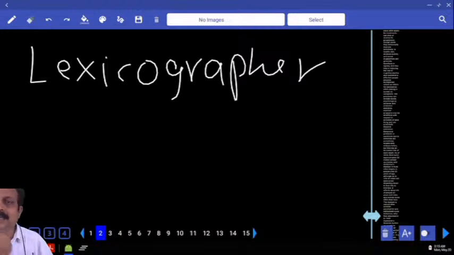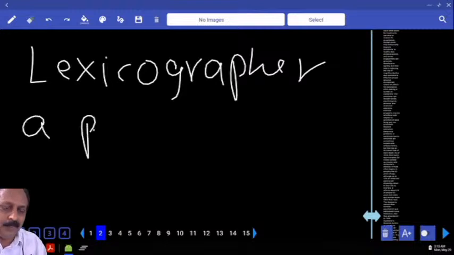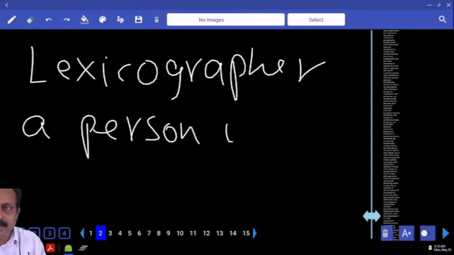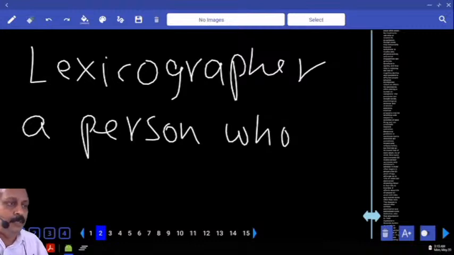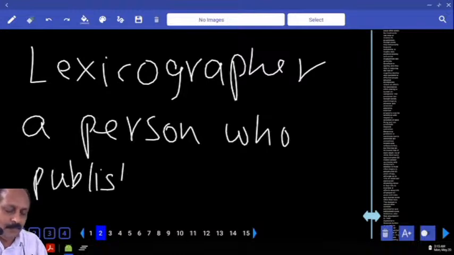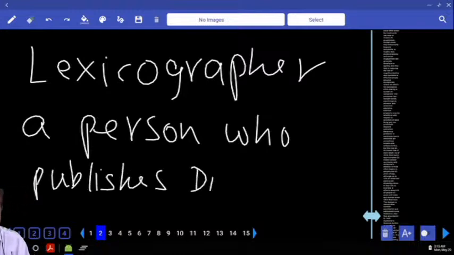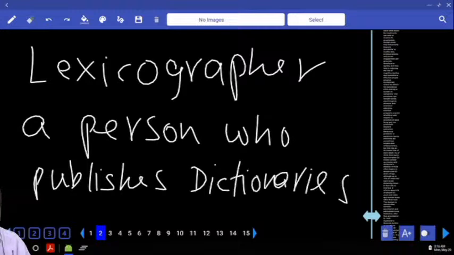Today we have brought mics. The last 15 minutes you'll be given a mic, you have to respond. So be prepared. Lexicographer, a person, write the meaning. A person who publishes. See, I want you guys to write quickly. There's so much to give. A person who publishes dictionaries. A person who publishes dictionaries, deals with words, lexicographer.